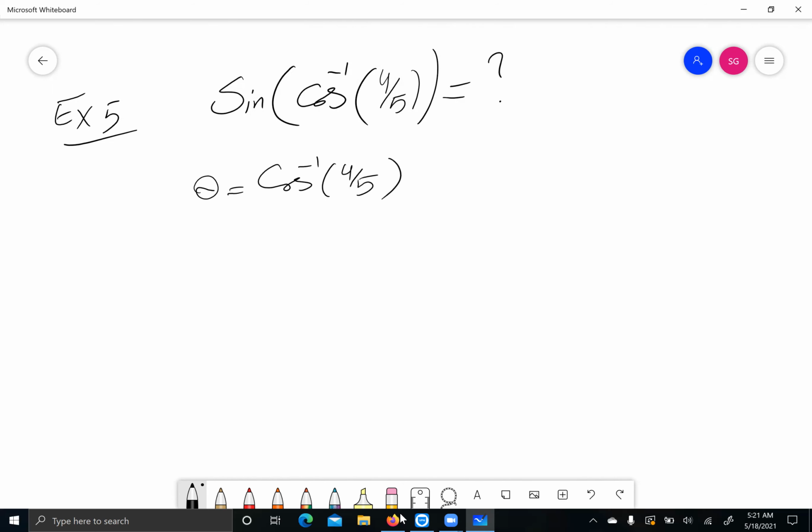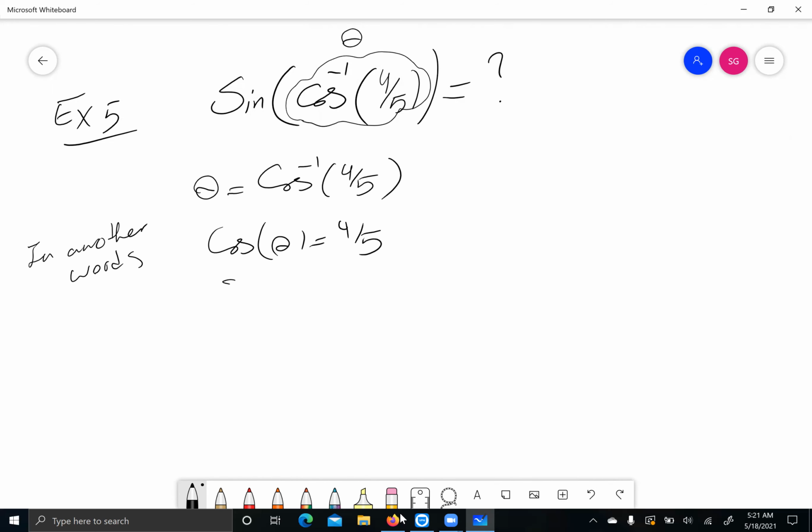So in other words, for that angle, cosine of that angle is 4 over 5. And the question is, suppose this is theta, some angle. What is sine of theta? There is a theta such that the cosine of that theta is 4 over 5. Now, what is the sine of theta?